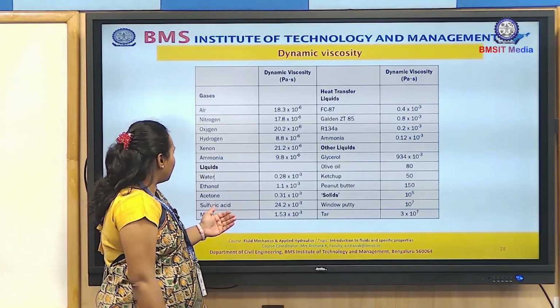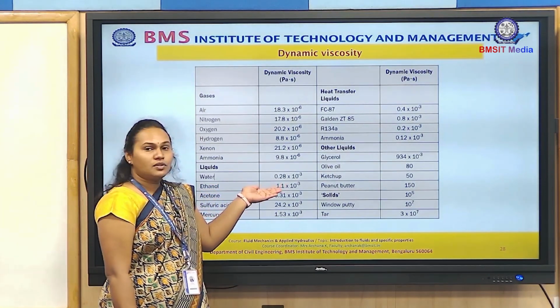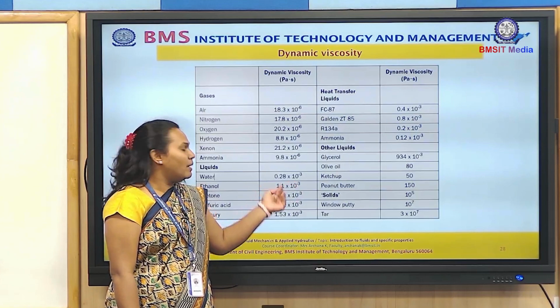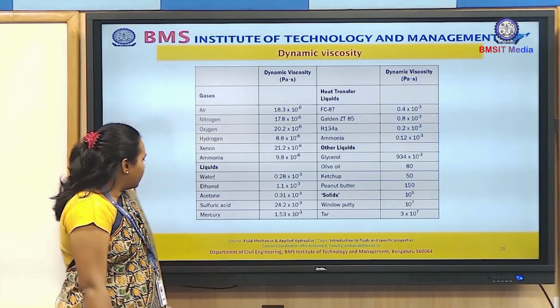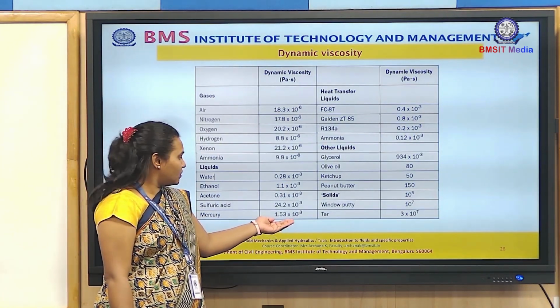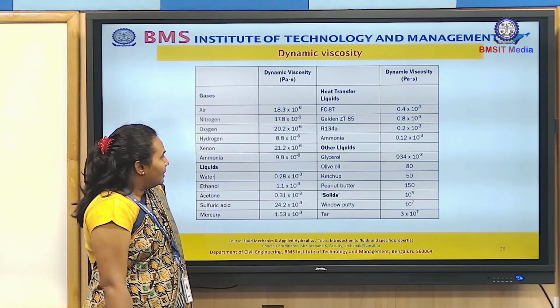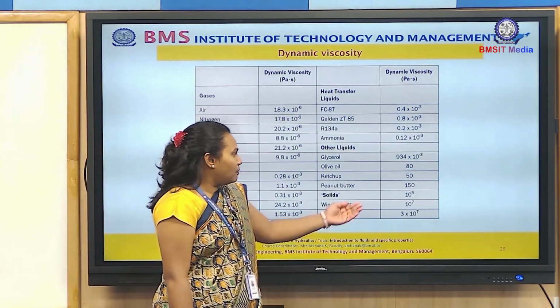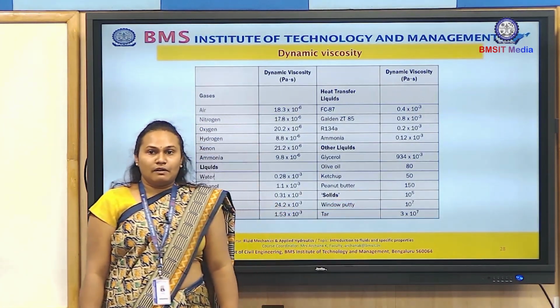Let's understand the viscosity of water. Water is somewhere intermediate. It has a viscosity of 0.28 into 10 power minus 3, which is less viscosity. You can also compare it to mercury, which has another viscosity value of 1.53 into 10 power minus 3. Let's take peanut butter, which you use every day, and it has a viscosity of 150.